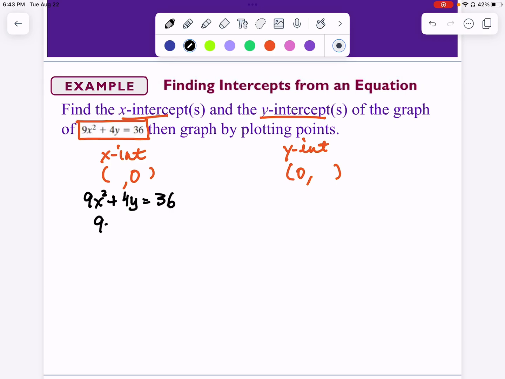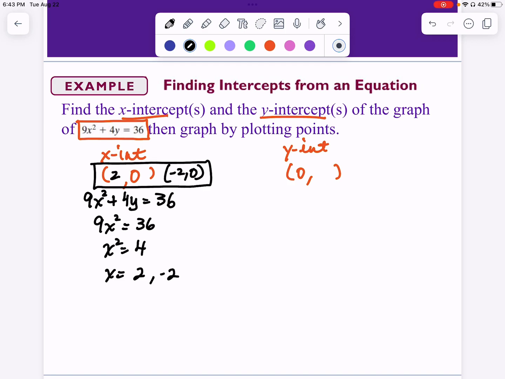Plug in 0 for y, that gives me 9x squared equals 36, x squared equals 4, and x equals 2. A lot of us sometimes miss the fact that the square root of 4 is 2 and negative 2. So I was trying to find an x-intercept. I ended up finding two x-intercepts.